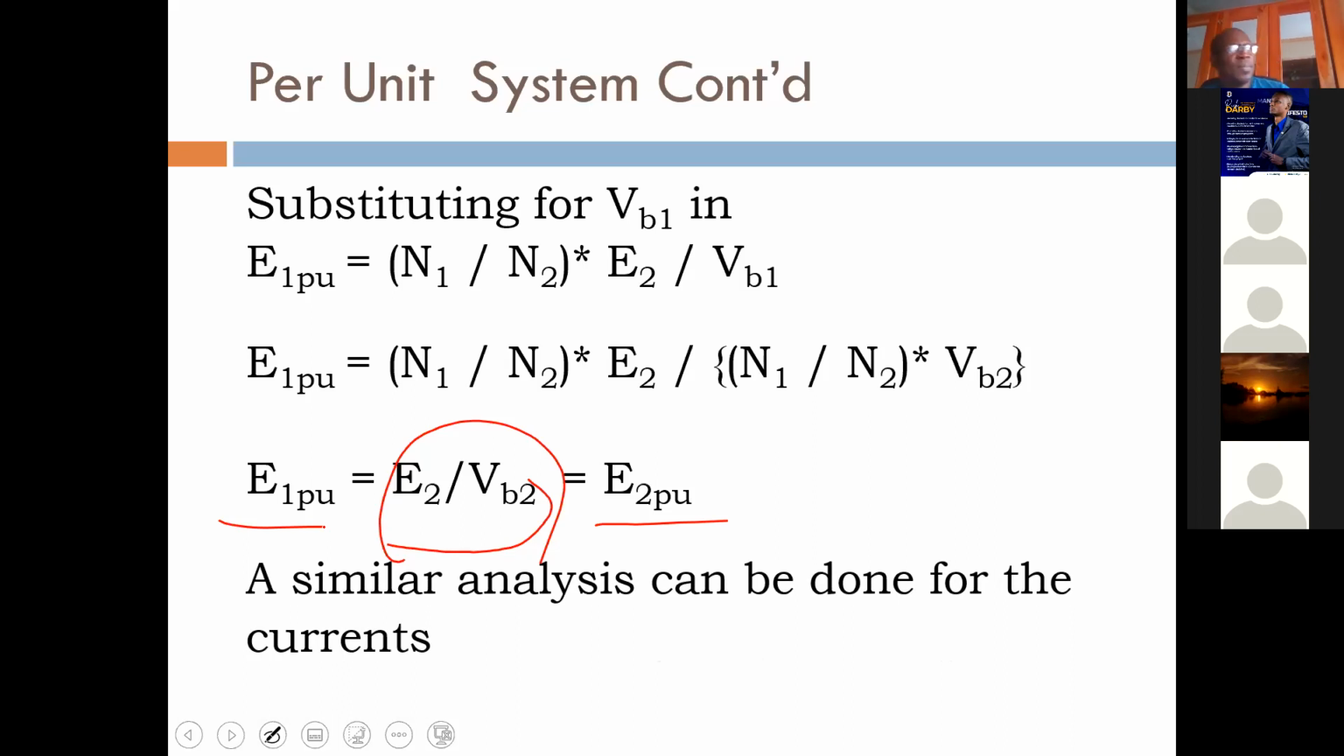Now, earlier, I said that S base will be the same right across the system. I also mentioned that it is on that basis that we talk about system base, right? But when you buy a transformer from a manufacturer, that transformer will come with a certain rating. So it will come with a certain MVA rating.